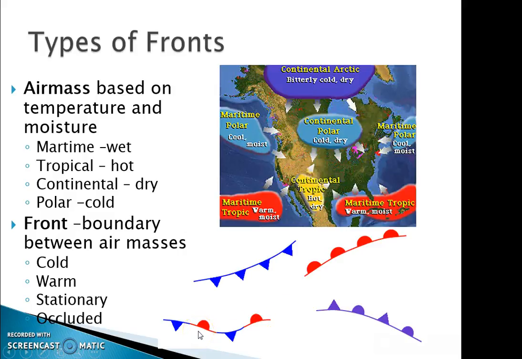All right. In a stationary front, what has happened is a warm front and a cold front have collided, and neither one of them is really strong. So they're just going to kind of be stuck there. You're going to get several days of rain. Okay. And this is an occluded front, where you've had a warm front or a cold front overtake the other one. And so it's actually lifted the warmer air completely off the ground.